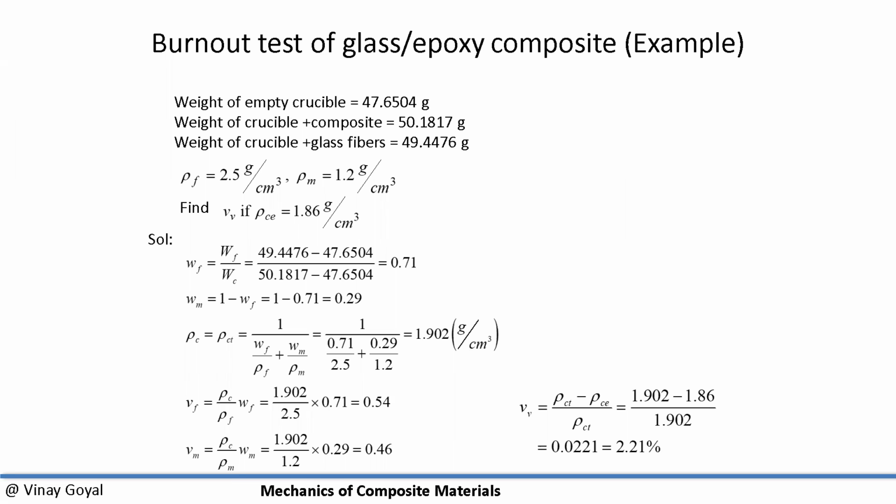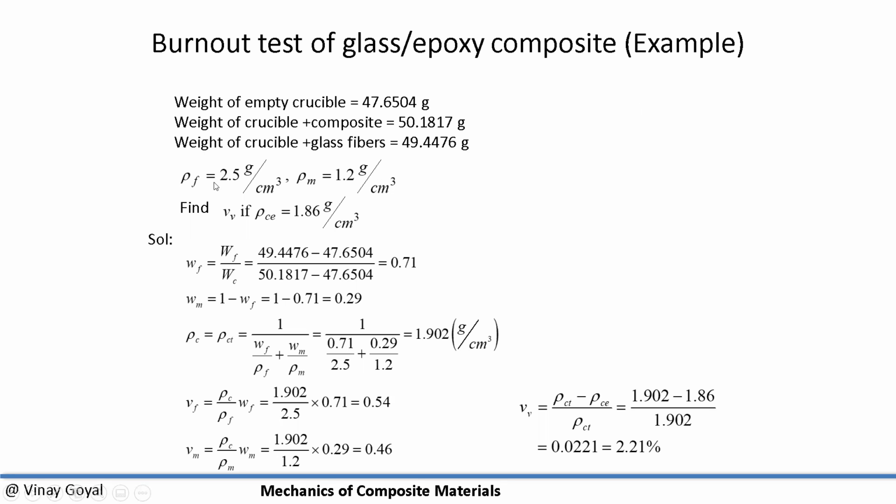You have the weight of the crucible, which is empty. The empty crucible is 47.6504. We then apply the composite. So now we have the weight of the crucible plus the composite. That's 50.1817. Then I will have the weight of the crucible plus glass fibers at 49.4476. So that's important.